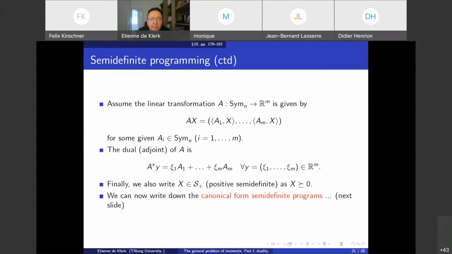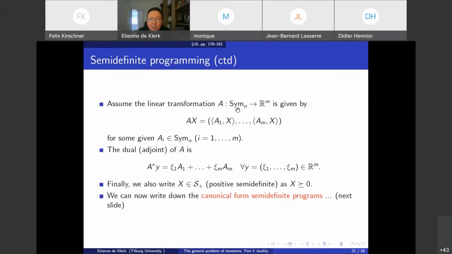Okay, so we also need this linear transformation that defines the constraints Ax equals b, and the usual way that these linear transformations are given in standard form is that we are just given some elements of the right space, in this case symmetric matrices A1 to Am, that are just fixed, so this is just data, and A(X) will then be the vector of Euclidean inner products of A1 with X up to Am with X.